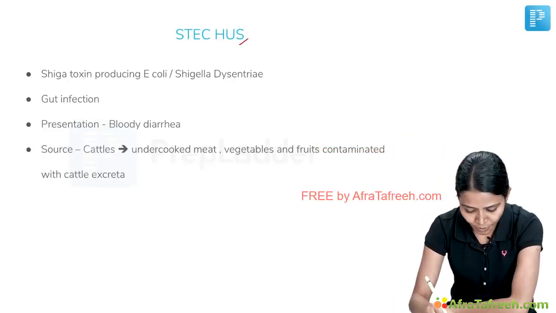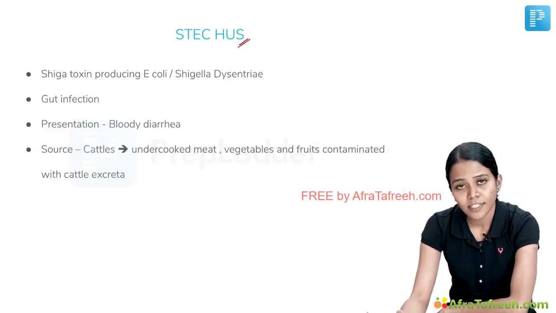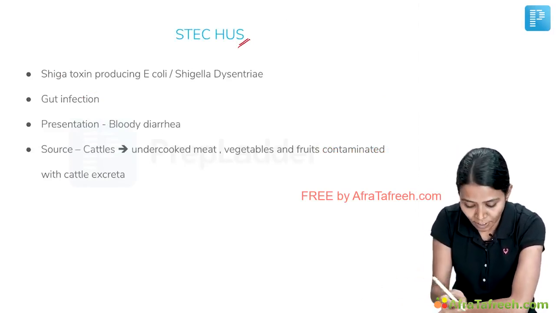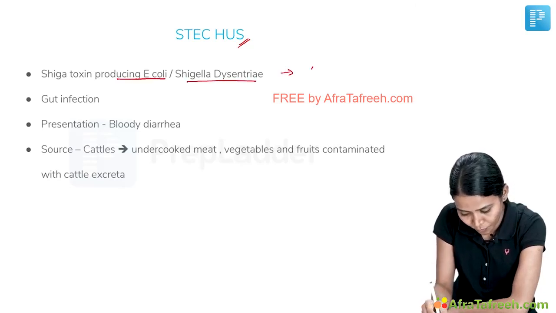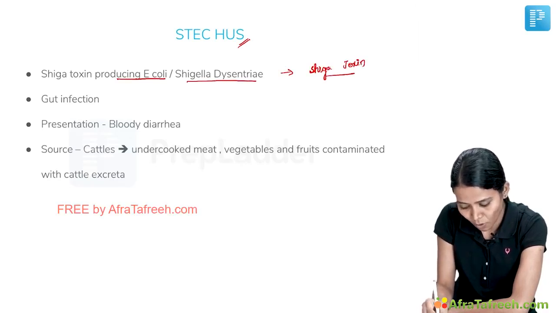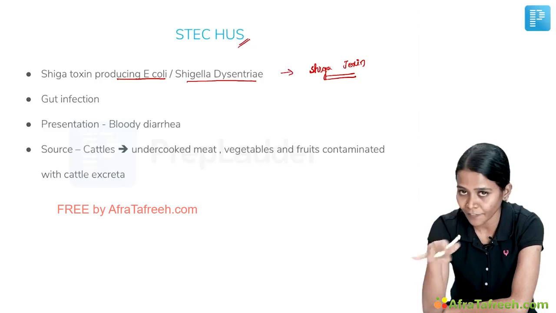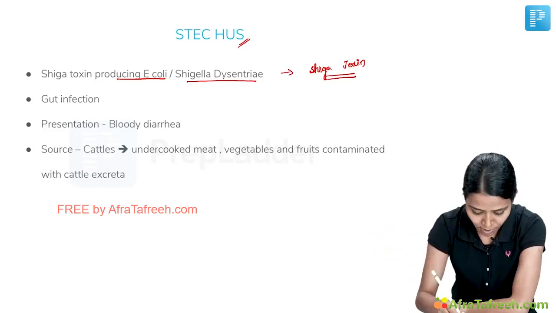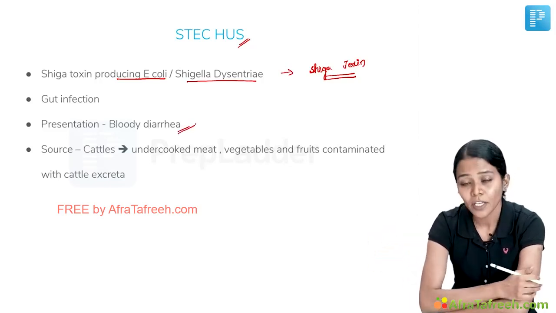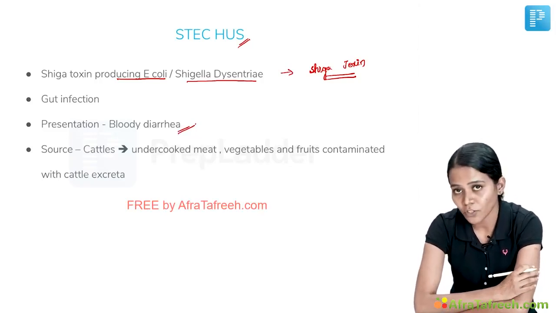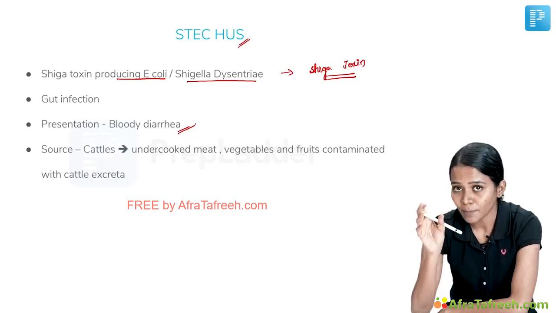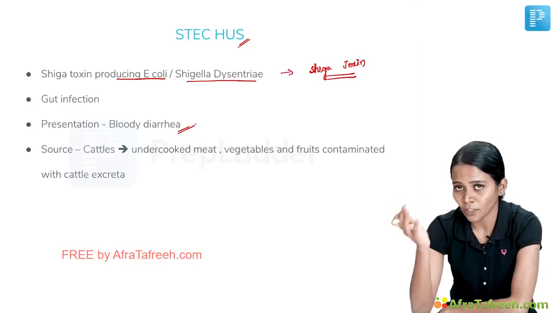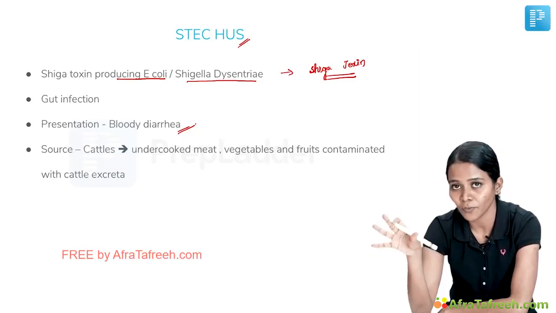First one is STEC-HUS. Okay. Now, this STEC-HUS is caused by a Shiga toxin producing E. coli or Shigella dysentery, both of which produce Shiga toxin. Once ingested, this causes gut infection and its effect on the gut epithelium causes diarrhea, which is bloody. Okay. The source of this E. coli or Shigella dysentery is mainly in the cattle, but in the cattle, there is absence of cells which bind Shiga toxin.